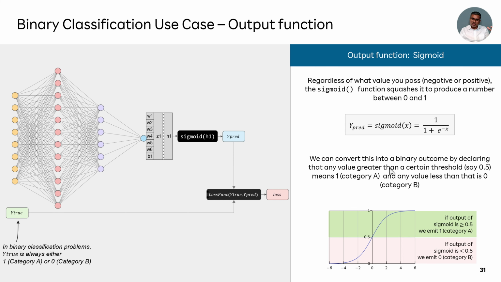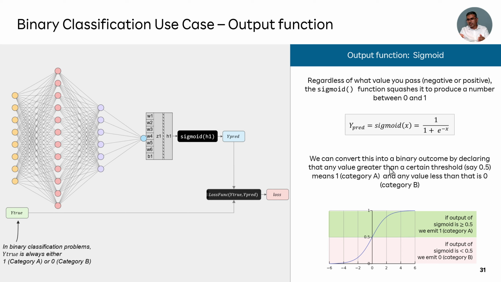Which actually is very helpful for us. As long as you can squash it to a number between 0 and 1, now you can put some logic and say, if it squashes it to a value between 0.5 and 1, I'll emit a value of 1 as ypred. If it squashes it to a value less than 0.5, and you know it cannot be lower than 0 because sigmoid always squashes a number between 0 and 1, I'll say it is 0.